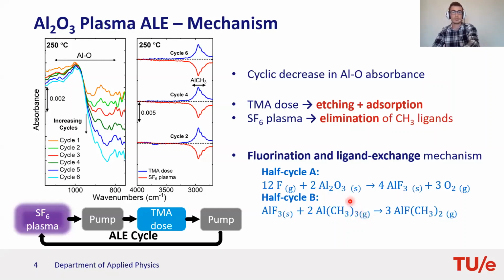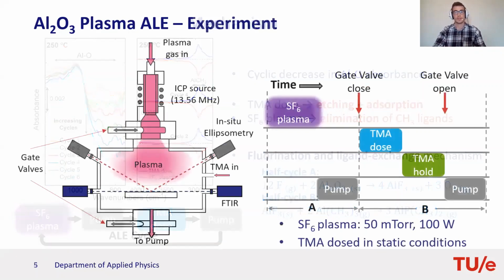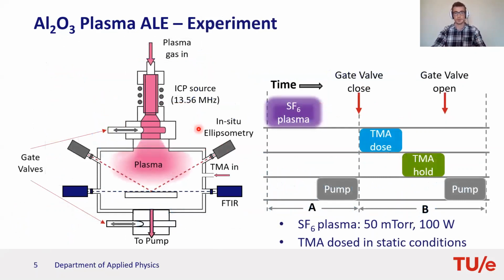So an important aspect of any ALE process is the saturation curves of both reactants to show that the process can be highly controllable. So before I talk about that, I'll briefly outline the reactor we used for this process. On the left here, you can see a diagram of the home-built reactor that is equipped with an inductively coupled plasma source and some in situ diagnostics.